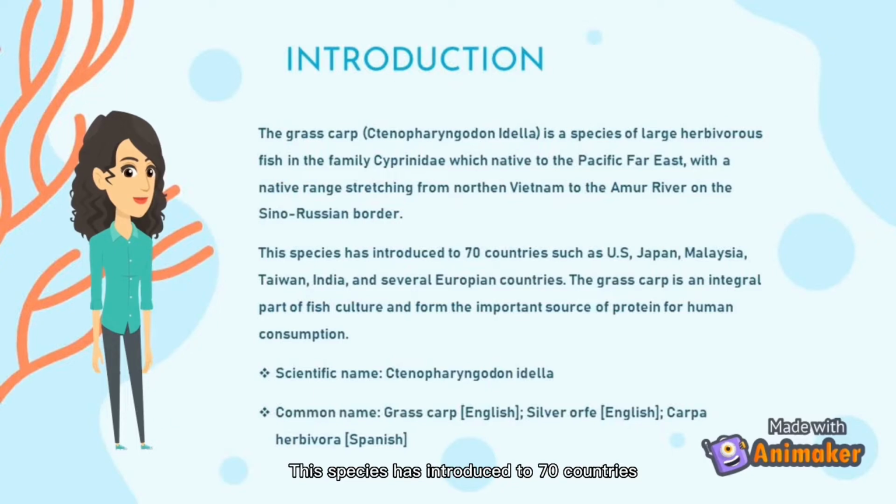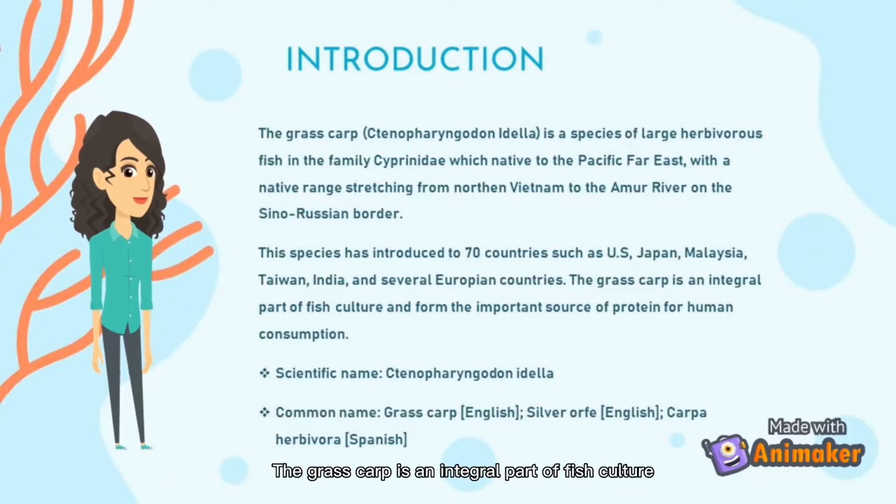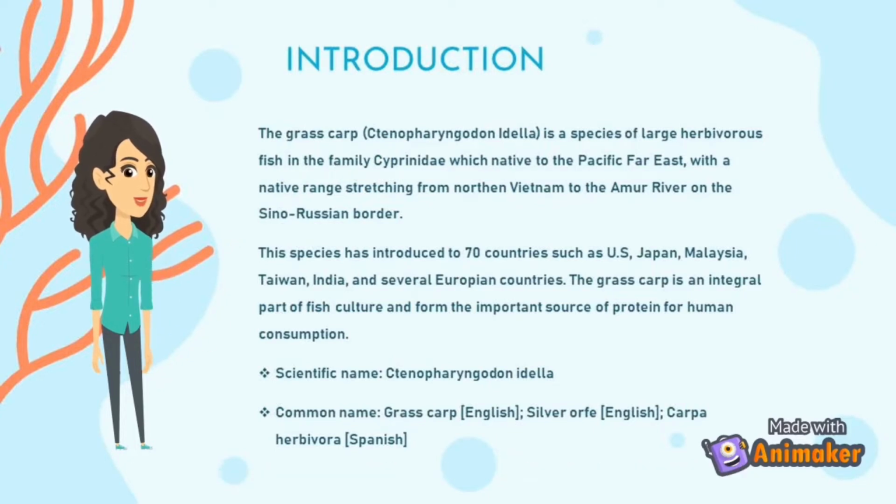This species has been introduced to 70 countries such as the US, Japan, Malaysia, Taiwan, India, and several European countries. The grass carp is an integral part of fish culture and forms an important source of protein for human consumption. The scientific name for the grass carp is Ctenopharyngodon idella, and the common names are grass carp in English, silver orfe in English, and Carpa herbivora in Spanish.